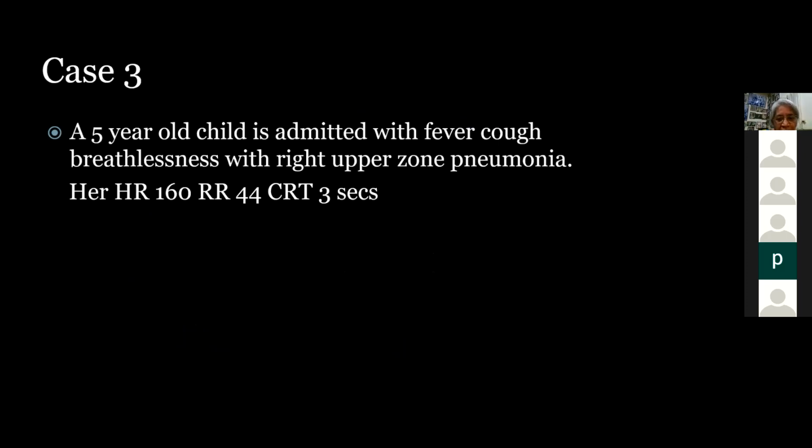A 5-year-old child is admitted with fever, cough, breathlessness, right upper zone pneumonia. Heart rate is 160, respiratory rate 44, and CRT is 3 seconds. So what are we anticipating in this child? Like, what are all possible blood gas derangements that could be present?